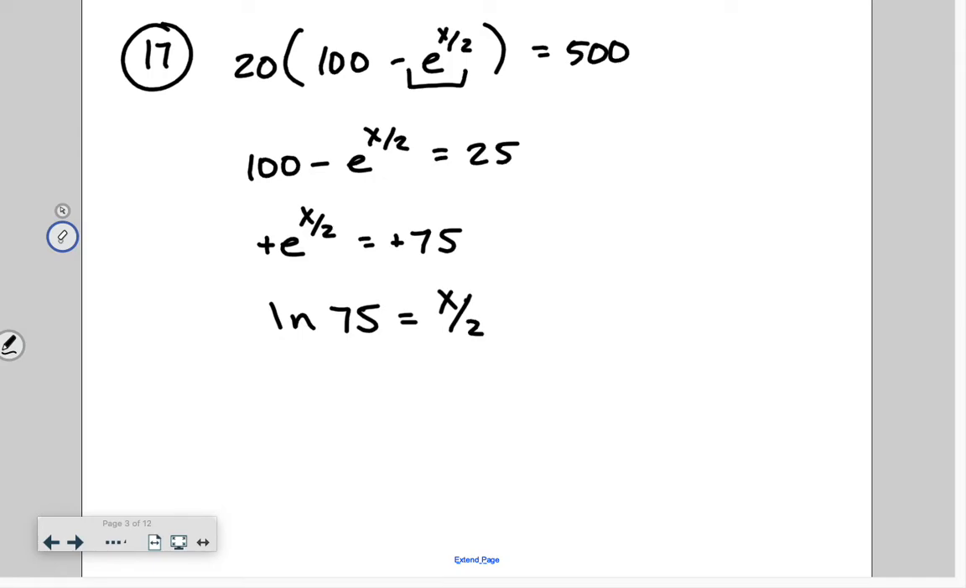And like I told you before, once you switch forms, it usually gets a lot easier at this point. There's only one step left. You type into the calculator natural log of 75, and then multiply by 2 to get x, and you're done.